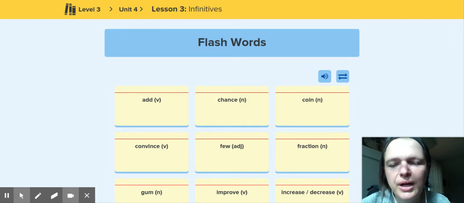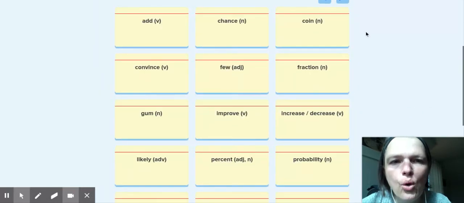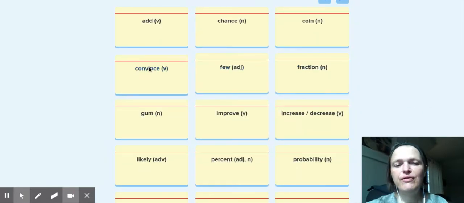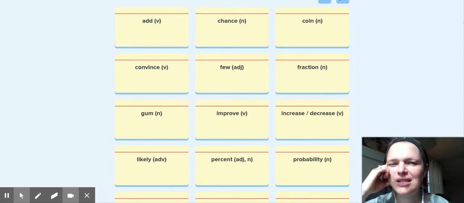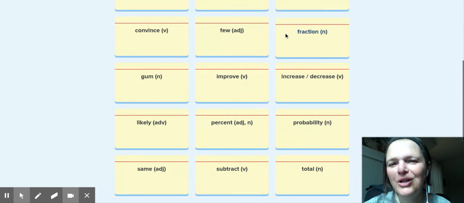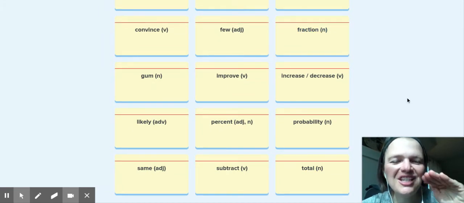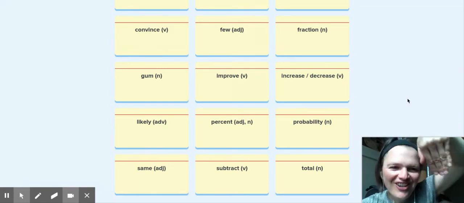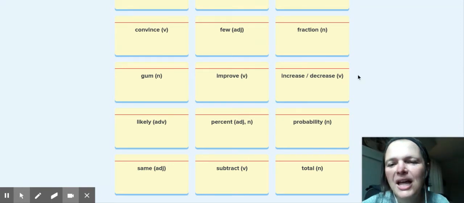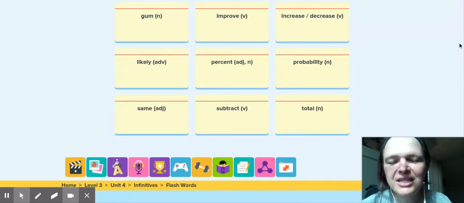And so add, which you likely know. Also addition, which is the noun form, you'll know. Chance. And coin, you'll know. Convince, again, which is that verb of trying to get someone to do something. Fraction is a part of a whole. Gum, we know what gum is. Improve. And then increase and decrease. Increase means to go up. Decrease means to go down. Likely means how much it's going to happen. Percent is out of 100.